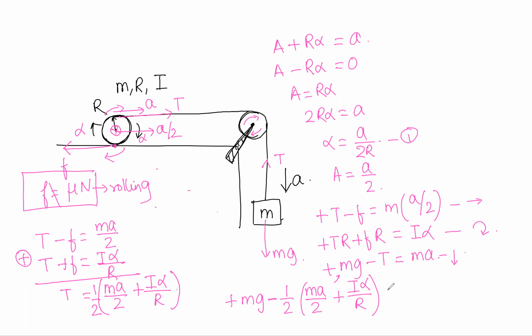ठीक है, so this is equal to ma. अब हमें ma सॉल्व करना is like very easy. We just need to take this term to the right. What is the value of alpha? Alpha is equal to a by 2r.